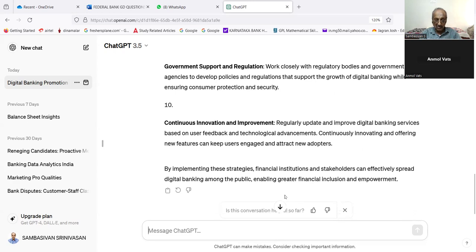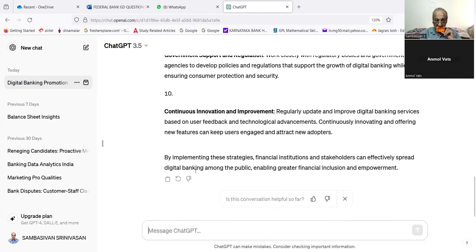Continuous innovation and improvement. Regularly update and improve digital banking services based on user feedback and technological advancements. Continuously innovating and offering new features can keep users engaged and attract new adopters. By implementing these strategies, financial institutions and stakeholders can effectively spread digital banking among the public, enabling greater financial inclusion and empowerment.